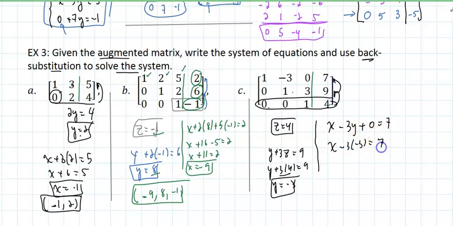You know what I'm thinking, right? x plus 9 equals 7. Subtract 9 from both sides. There it is. So, x is negative 2, y is negative 3, and z is 4.